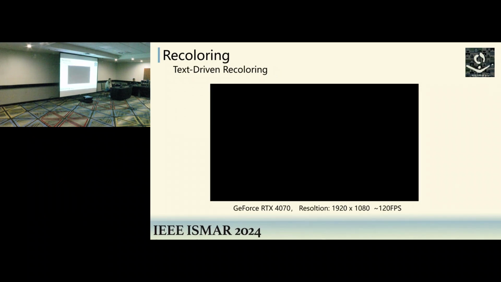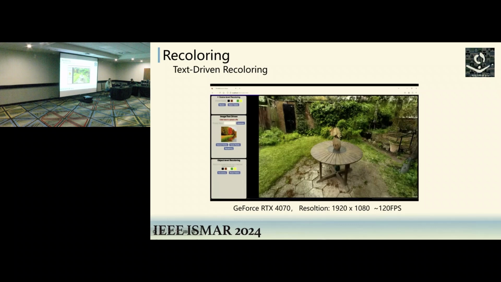The fourth is text-driven recoloring, where we integrate an interface for the text-to-image model to facilitate richer interactions. By incorporating the text-to-image generative model, users can achieve recoloring for the scene by inputting relevant textual prompts.